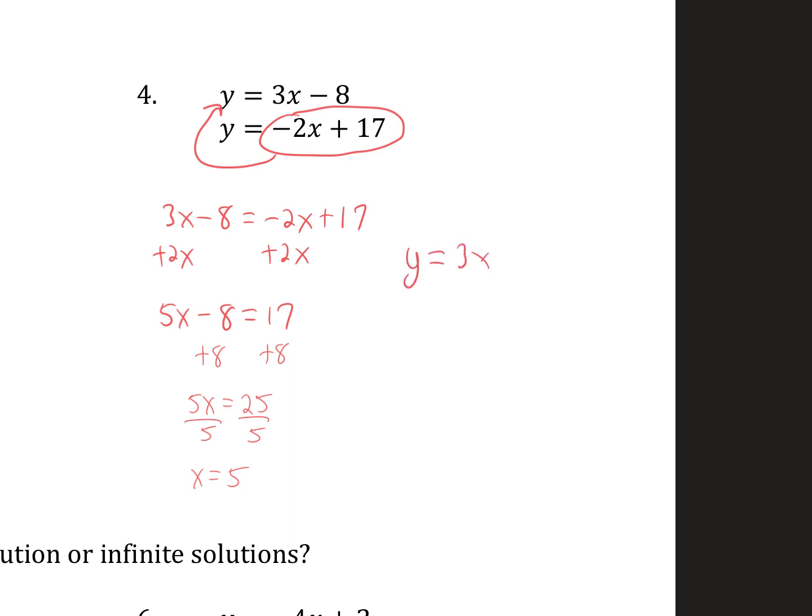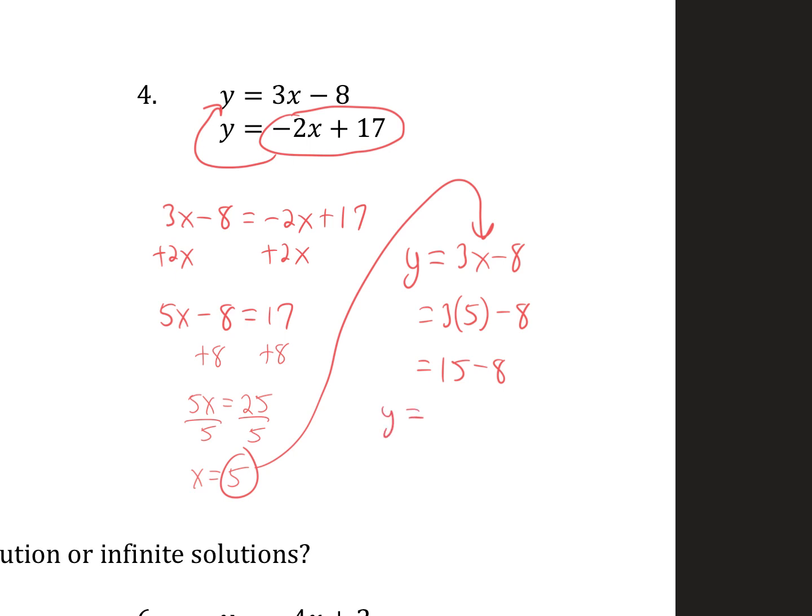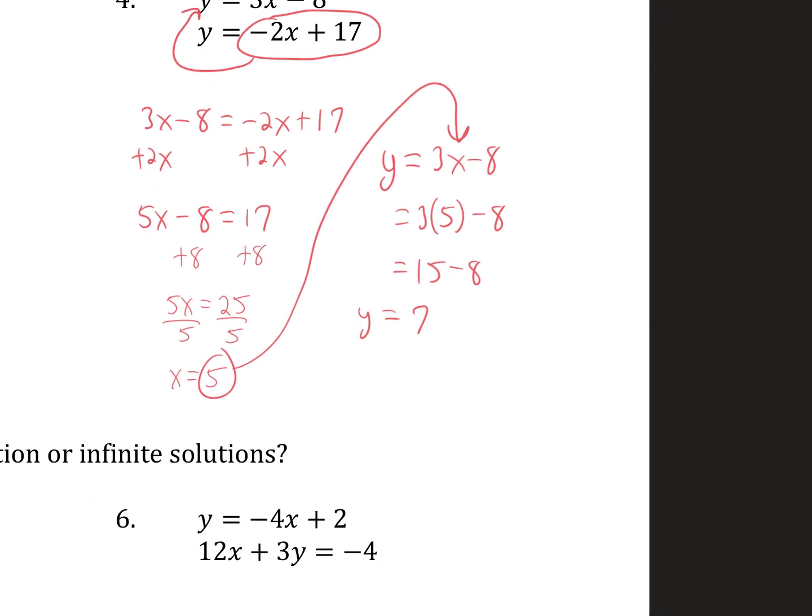So we got y equals 3x minus 8. Take this 5, plug it in for x. 3 times 5 minus 8. 15 minus 8. Oops, 15 minus 8. And so y is going to equal what? 7. So our answer is the point where these systems are going to cross. The solution for the system is going to be 5, 7.